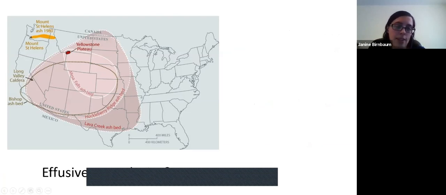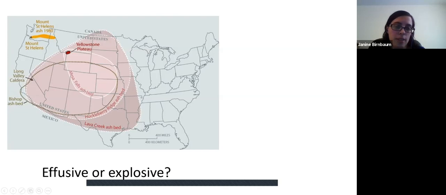So this is a map of the United States, and each of these dashed lines shows you where the ash from different eruptions landed. So you can see that from Yellowstone, which are these 3 pink layers, 3 different eruptions, the ash covered half of the continental US. And then here in brown is a similar size eruption from the Long Valley caldera in Eastern California. And in comparison, the ash that came from the Mount St. Helens eruption looks really tiny compared to how much ash came out during the Yellowstone eruptions. So do we think these eruptions were effusive or explosive?